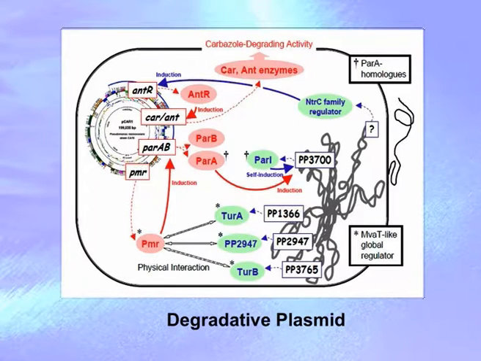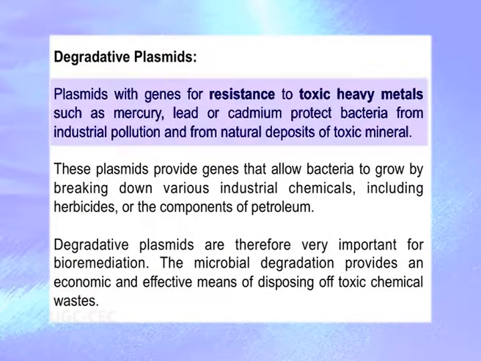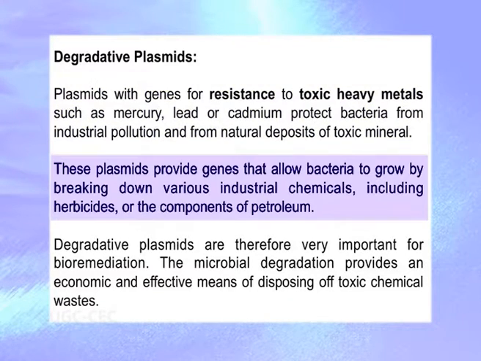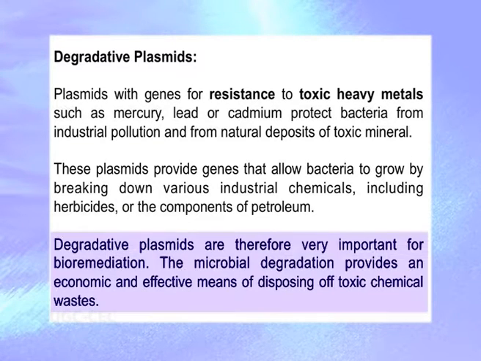Next, we will be talking about degradative plasmids. Plasmids with genes of resistance to toxic heavy metals such as mercury, lead and cadmium protect the bacteria from industrial pollution and from natural deposits of toxic minerals. These plasmids provide the genes that allow the bacteria to grow by breaking down various industrial chemicals, including herbicides and components of petroleum. Therefore, we may say that degradative plasmids are very important for bioremediation.